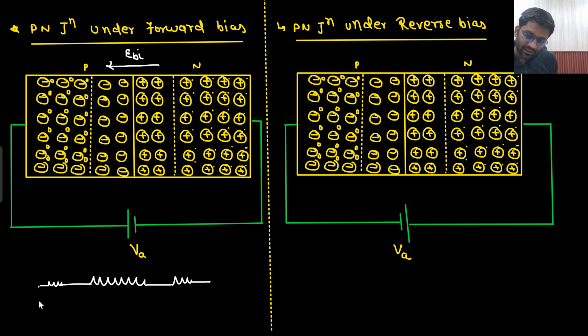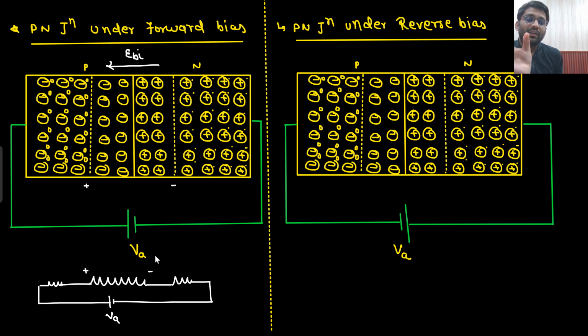And now you are applying this VA. What will happen is that whatever potential you are applying, most of the potential will be dropped across the depletion region only. Is that understandable to you? Because this depletion region provides a very high resistance. That means whatever external bias you apply will mostly be dropped across that depletion region. So this external field is mostly set up in this much region only. This is your E external.